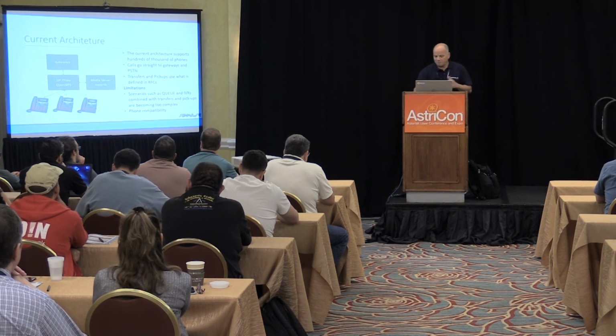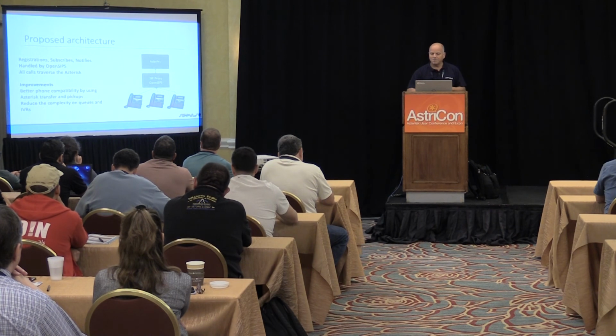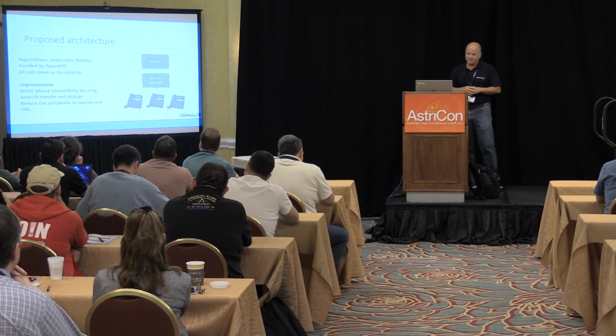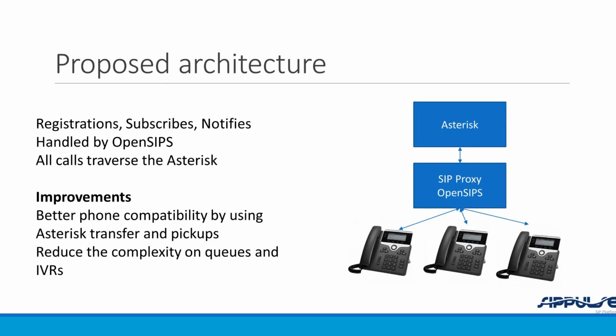So we are building a new version, and we are looking at an architecture where we traverse all the calls through Asterisk. We will lose a bit of scalability, but we'll have a single call. And we have a single point where we can do all the troubleshooting, which is much easier.